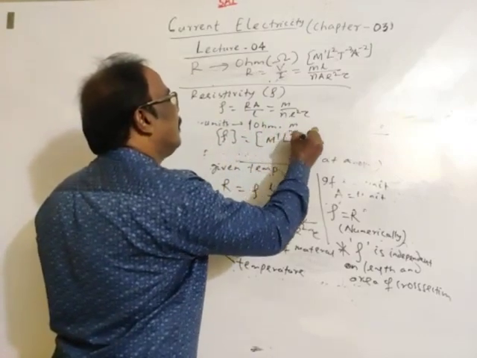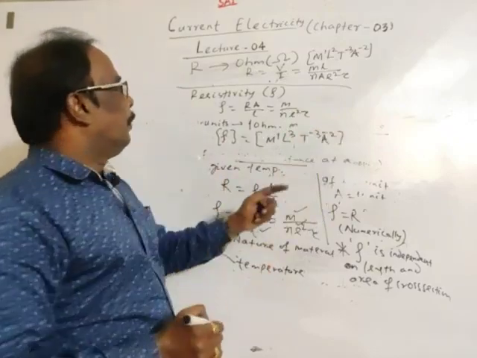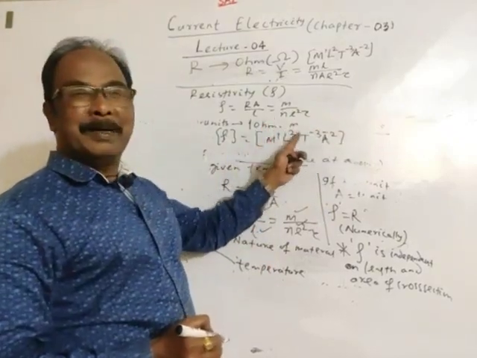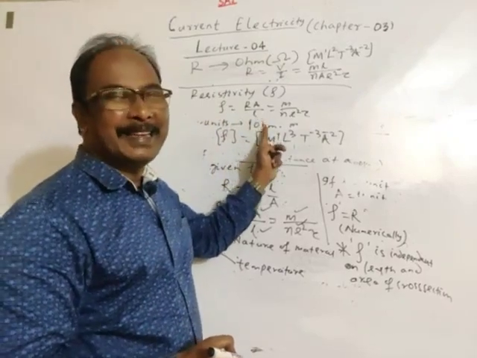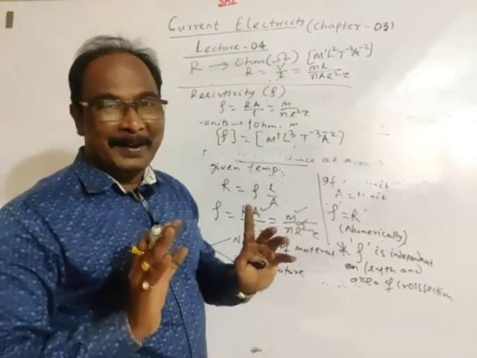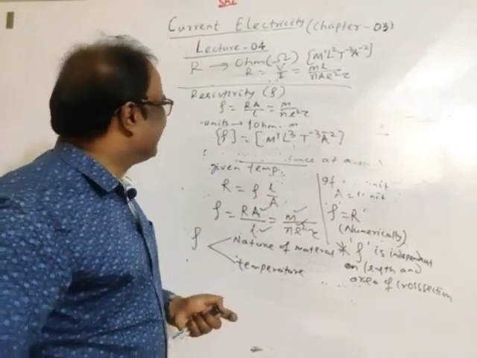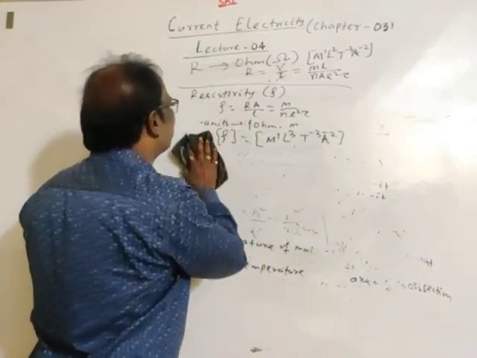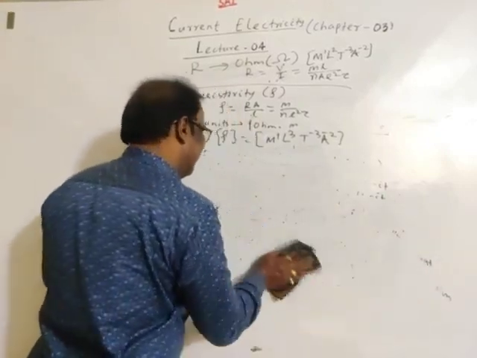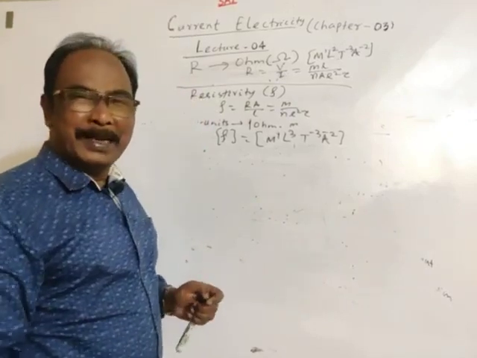M1, L3, T minus 3, A minus 2. Ohm for resistance, meter for length. So resistivity is resistance into length. On the basis of the dimensional formula I am speaking. So this is about resistivity or specific resistance. The dependent factors you must remember.